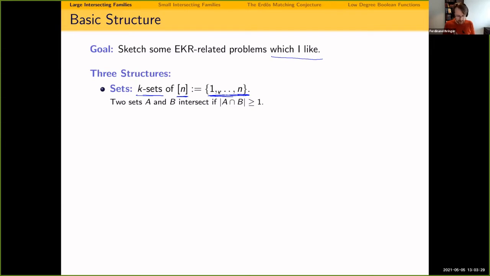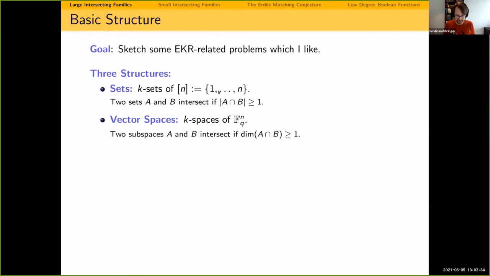Now, I did not work on Erdős-Ko-Rado for groups in any meaningful way ever, but I work a lot on finite vector spaces. So the other type of structure I want to use as examples for my EKR variants: here we had k-sets of an n-element set, and we say two sets intersect if they meet in at least one element. The one variant I want to have is k-spaces in an n-dimensional finite vector space, where two subspaces intersect if they meet in dimension at least one.